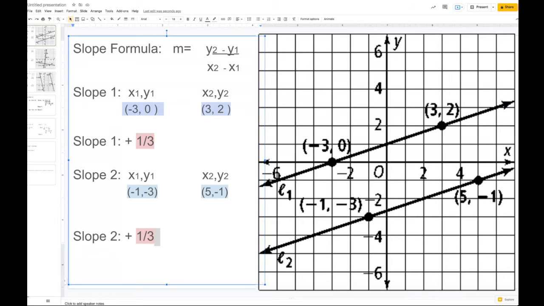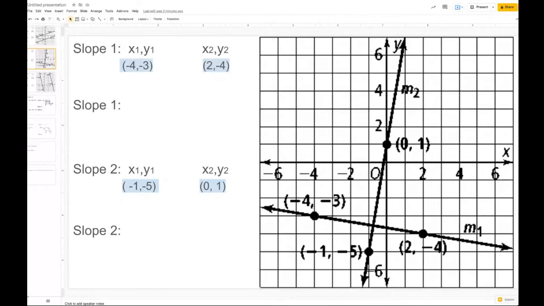The answer for this one is gonna be parallel. Why is it parallel? Because if you notice here, slope number 1 is 1/3 and slope number 2 is 1/3. For it to be parallel, they both have to be the same. Positive 1/3 is the same as positive 1/3.